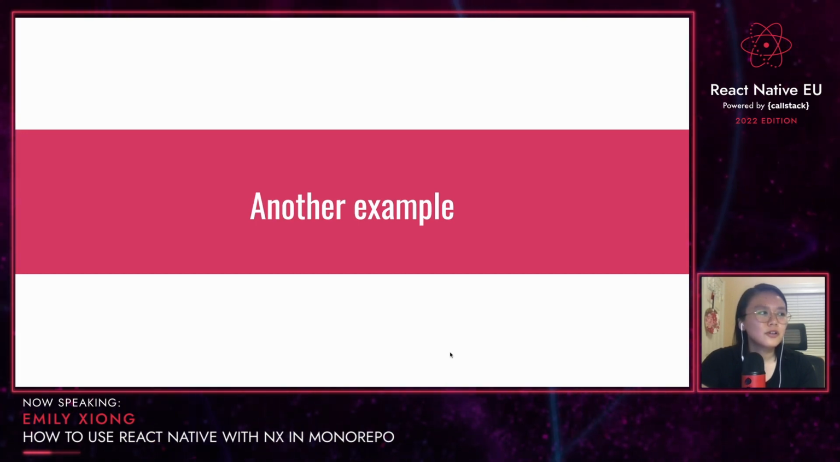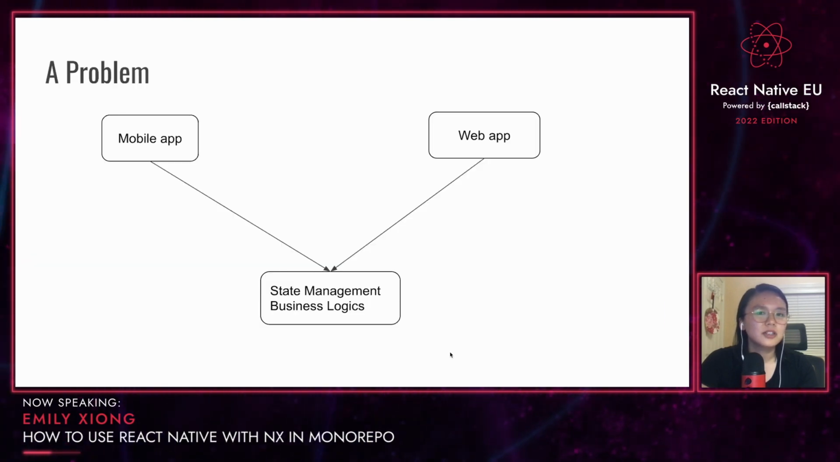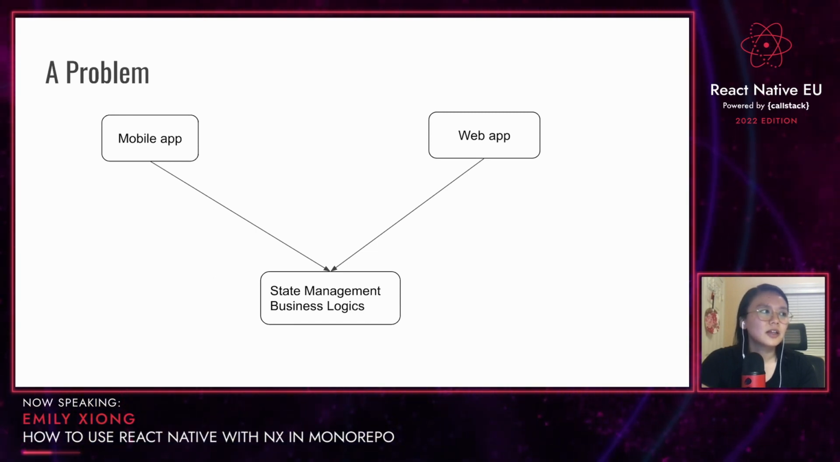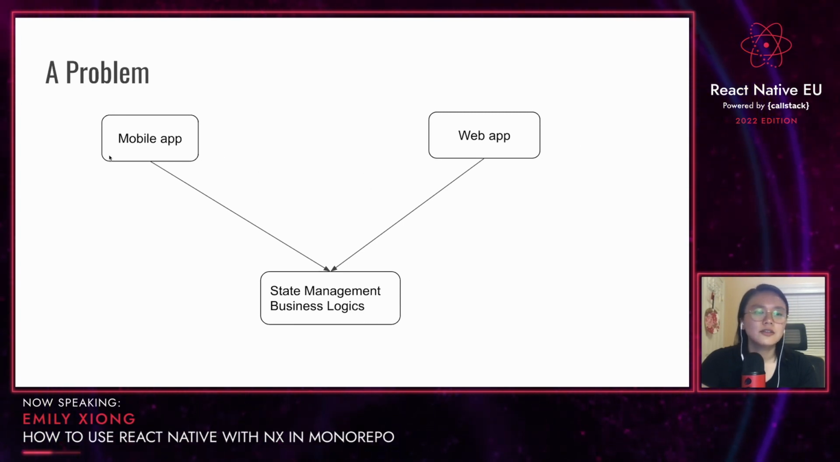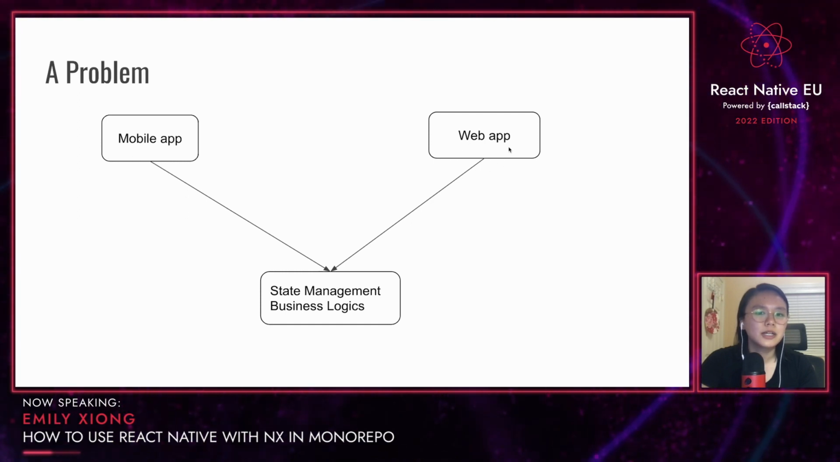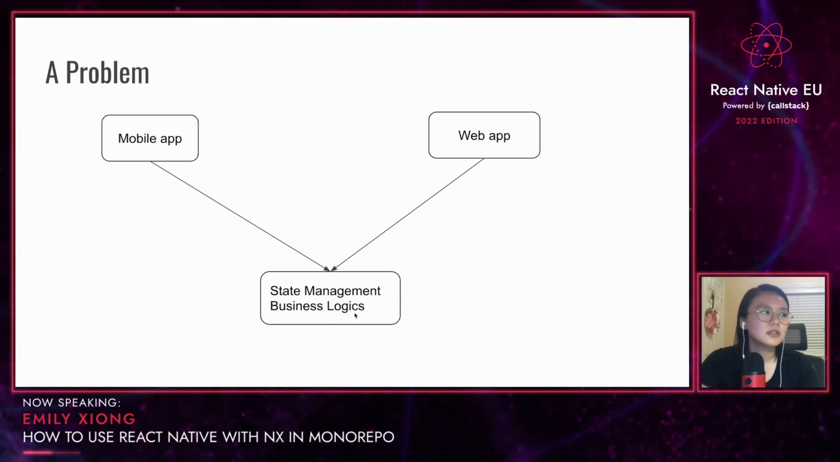So now we solved problem 1, where we have multiple mobile apps that can share a component library. Here's another example we might have. Under my workspace, I have applications that use different tech stacks. For instance, my mobile app uses React Native and my web app uses React. How do I share something like state management or business logic code?